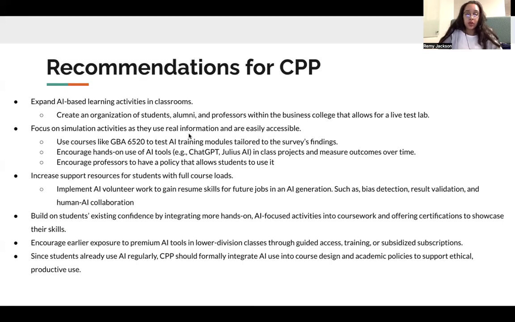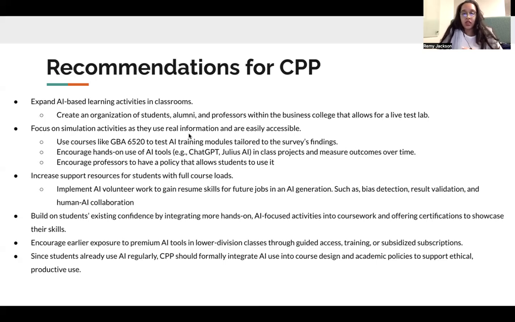So for the first recommendation, we want to expand AI-based learning activities in classrooms. By doing so, we can create an organization of students, alumni, and professors within the business college that allows for a live test lab. A test lab could include students testing prompts, reviewing outputs, and flagging risks.